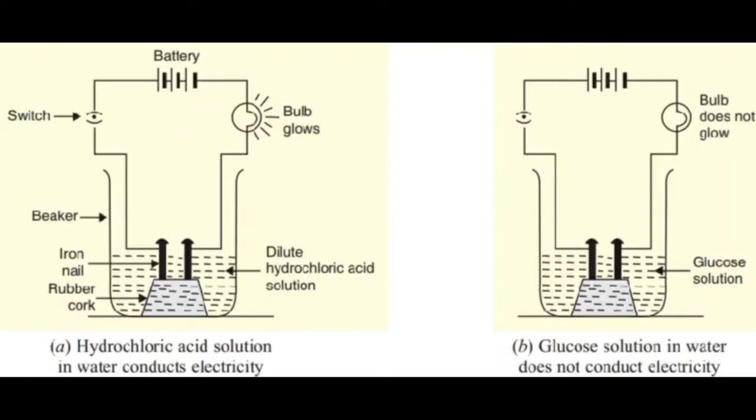Hence we studied just now that acids can be defined as those substances which have the tendency to dissociate to give H+ ion. So as glucose solution is not dissociating to give H+ ion, glucose is not an acid, whereas hydrochloric acid, HCl, is an acid.